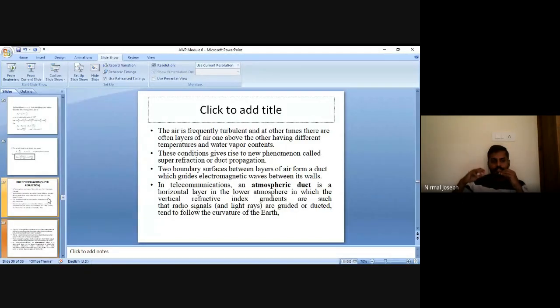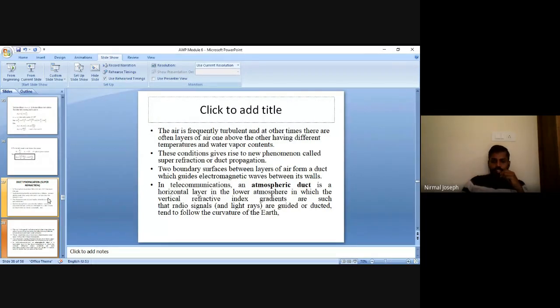The electromagnetic waves will get trapped in this layer, and it can travel throughout the curvature of Earth, and it happens in the troposphere only. Two boundary surfaces between layers of air form a duct which guides electromagnetic waves between its walls. Its walls mean one hotter region, then one colder region, then one hotter region. The colder region sandwiched between two hotter regions will act as a duct.